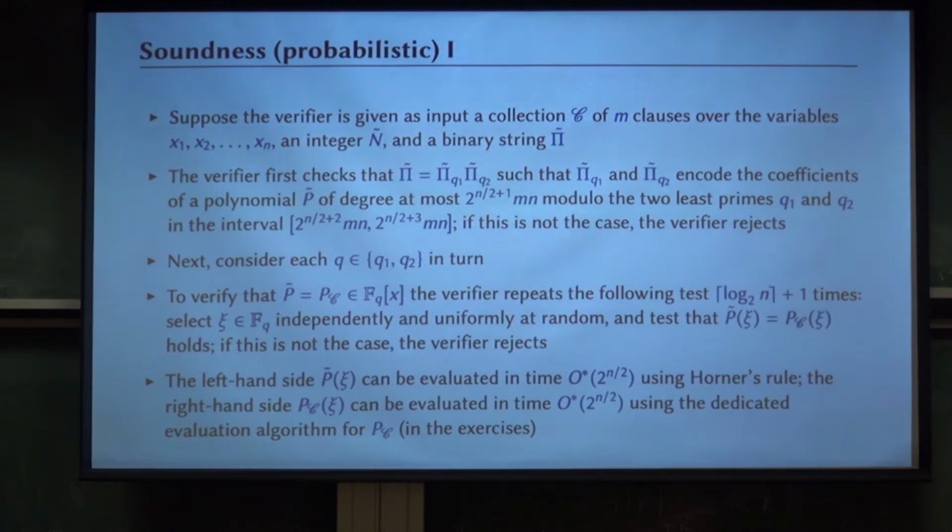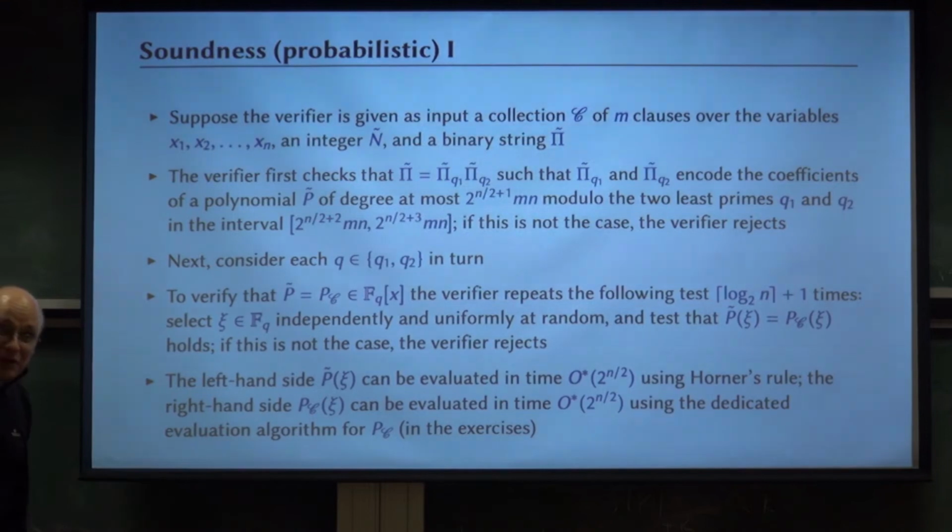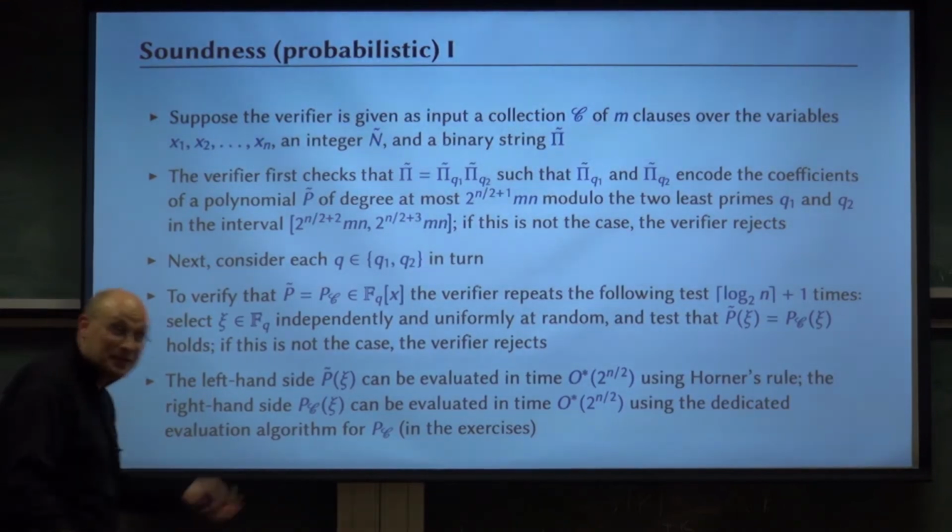So let's review the setup. What checks do we need to perform on the proof string? Now notice that we really get a pi tilde and we get some n tilde, which may not be the correct count. It's just something that we get submitted.